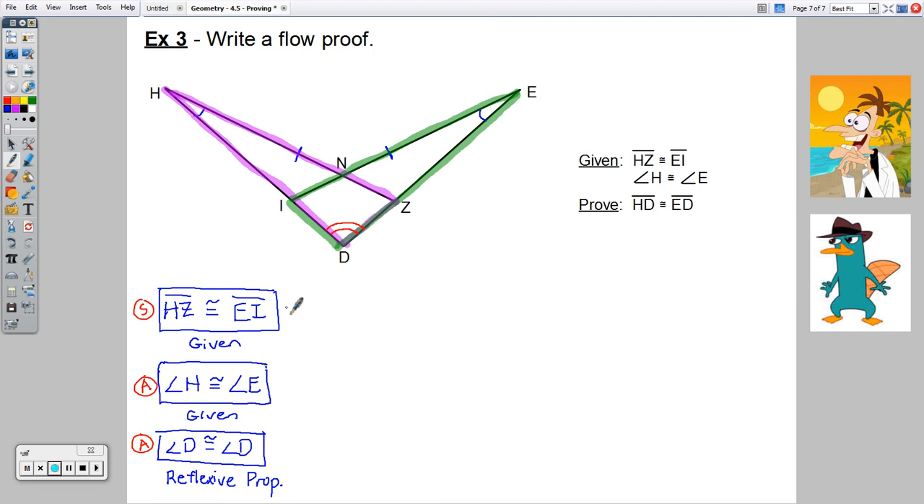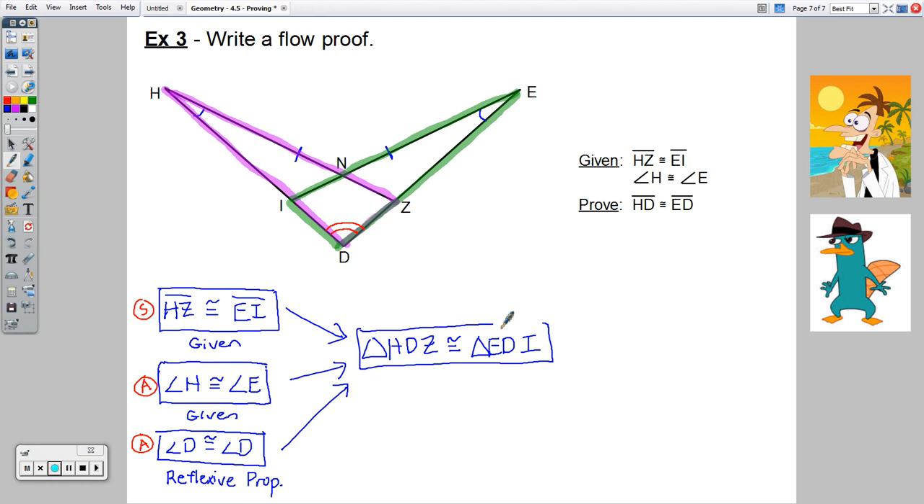I can bring these three ideas together, flow them together to say that triangle HDZ, so that was 1 mark to 2 to none, HDZ would be congruent to triangle EDI, 1 mark to 2 to none. So I just proved that the purple and green triangles were congruent by angle, angle, side.